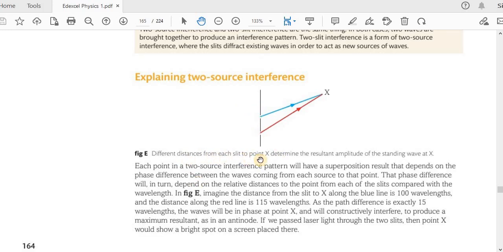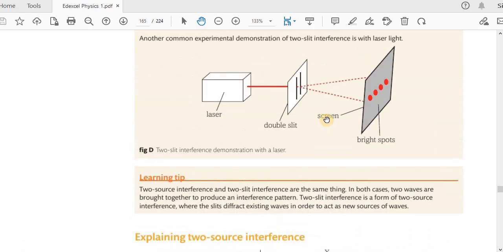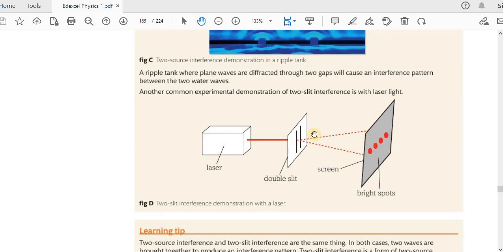Different distances from each slit to point x determine the resultant amplitude of the standing wave at x. Now remember, here we have a standing wave. So where you have the crest and the crest, or the trough and the trough meeting, you will have constructive interference there. If it's a crest from one wave meeting a trough from the other wave, it will result in destructive interference. So that will correspond to a dark spot. Where you have constructive interference is where you have the bright spots.